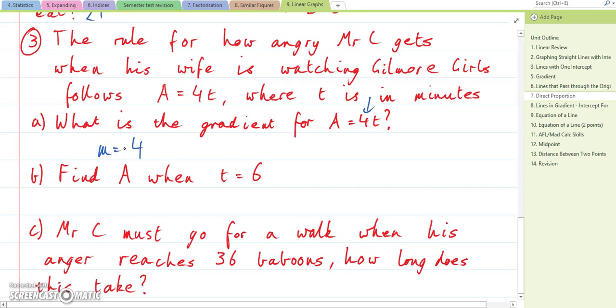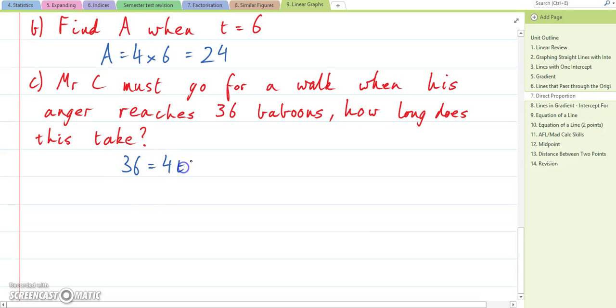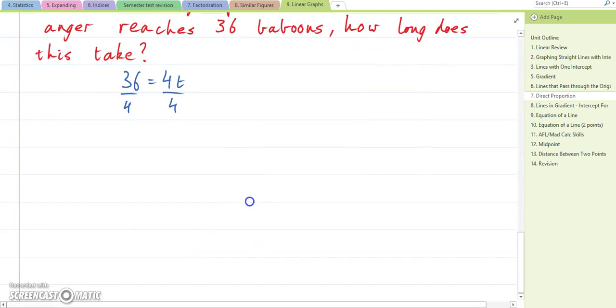Find how angry I am after t equals 6 seconds. So that would be a equals 4 times 6, which is 24. Mr. C must go for a walk when his anger reaches 36 baboons. How long does this take? And of course we can divide both sides by 4, cancelling out here, leaving us with t equals 9. And minutes, I think this was.